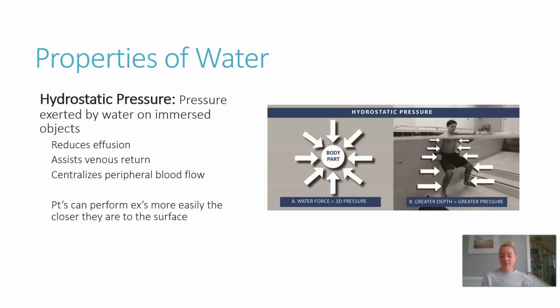Another property of water, the second, is hydrostatic pressure. That's the pressure exerted by the water on immersed objects. The deeper you immerse something in the water, the more pressure is going to be put on it. Look at this picture: even this person standing chest deep, almost up to his neck in water. As we go further and further down, there's going to be more and more pressure exerted against his feet, right? So the deeper he goes, the more pressure there's going to be distally.